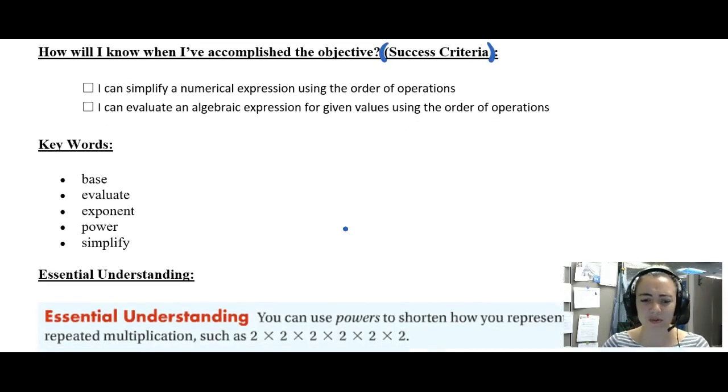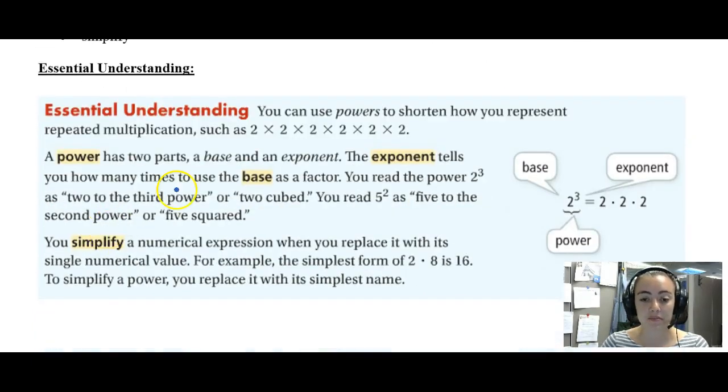So there's some keywords in there we want to make sure we're clear on. One is base. When you have an exponent, that's that little number that appears on the top here. In this case, that would be the 3. That tells you how many times to multiply the base as a factor. So in this case, the base would be 2. That's why 2 to the third power, or 2 cubed, is 2 times 2 times 2. That whole entire thing, 2 to the third, is called a power.